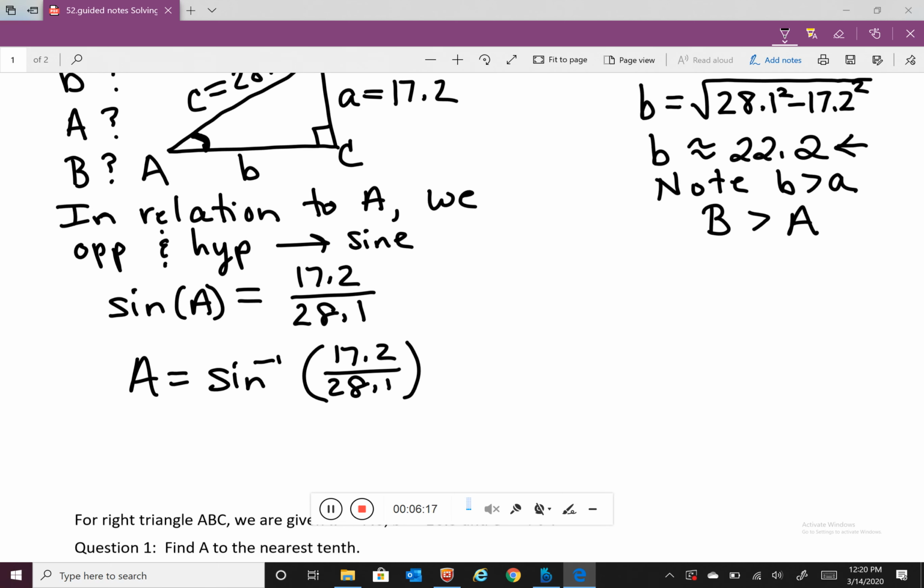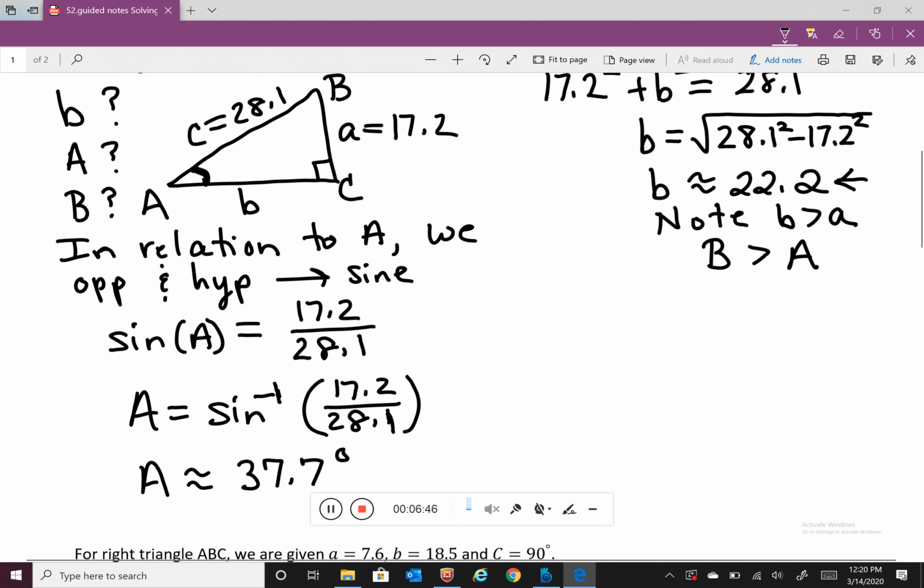And now, making sure my calculator is in degree mode, we're going to input sine inverse of 17.2 divided by 28.1. And so rounding to the nearest tenth, my angle is approximately 37.7 degrees. Now, I'm not going to use angle A to find angle B. I'm going to do the same as before. I'm going to focus on angle B, and in relation to angle B, what do we have?